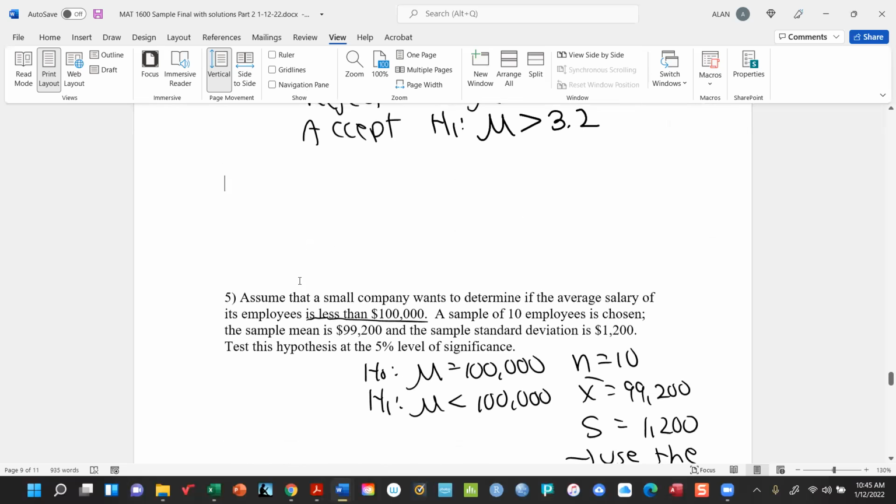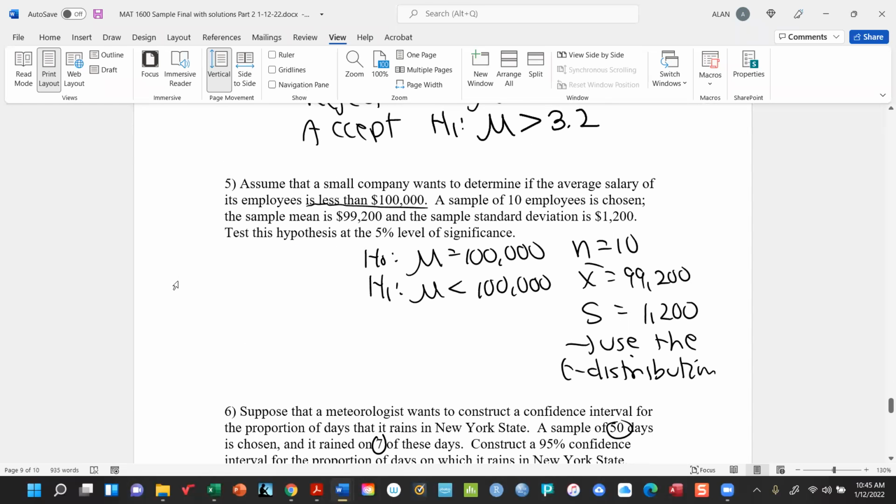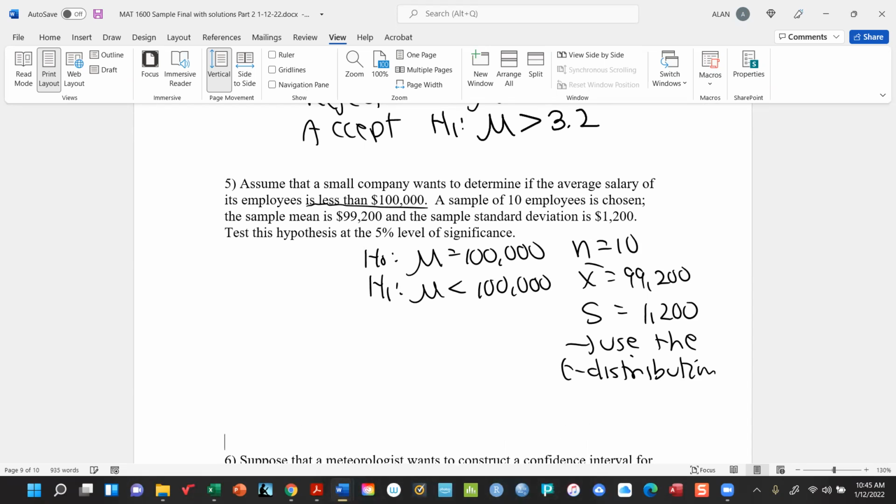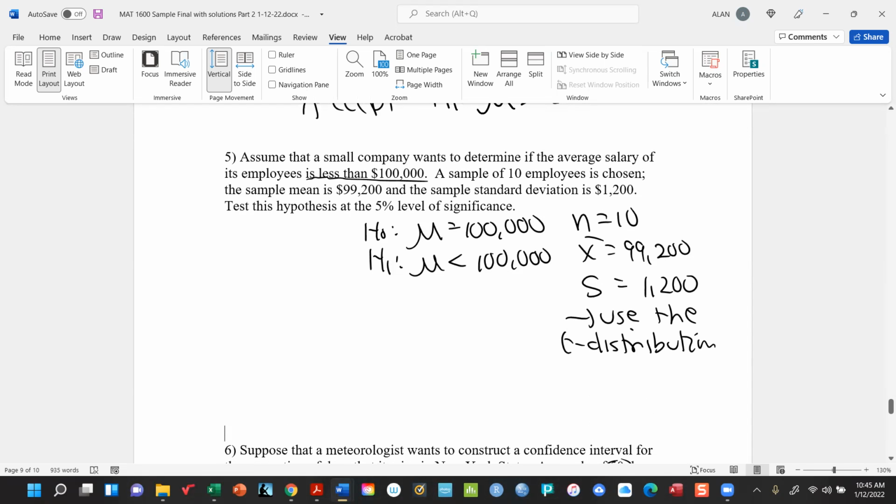What about this one? Now, this is another hypothesis test. We have a small company that wants to determine if the average salary is less than 100,000. A sample of 10 employees is chosen. We have a sample mean of 99,200, and the sample standard deviation is 1,200, which means we use the t-distribution. We're going to test the hypothesis at the 5% level.